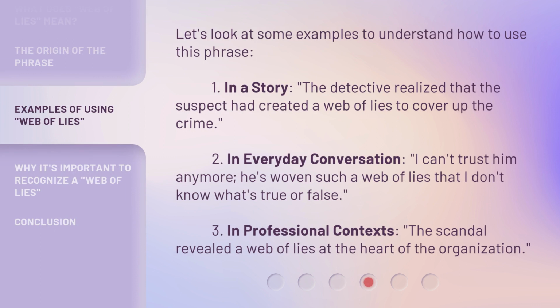Let's look at some examples to understand how to use this phrase. 1. In a story, the detective realized that the suspect had created a web of lies to cover up the crime. 2. In everyday conversation, I can't trust him anymore. He's woven such a web of lies that I don't know what's true or false. 3. In professional contexts, the scandal revealed a web of lies at the heart of the organization.